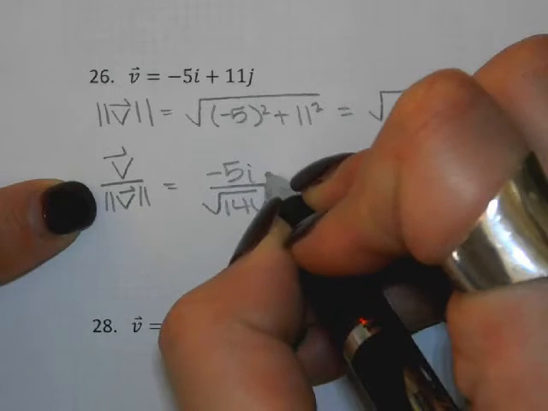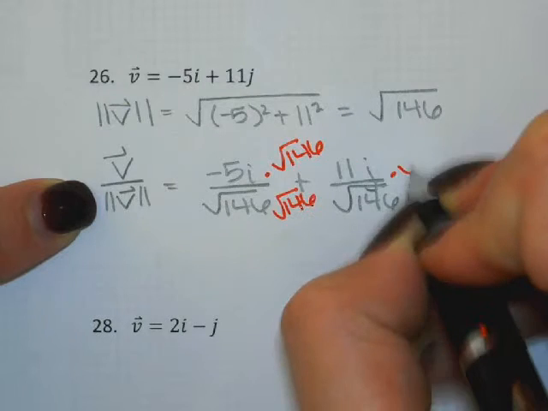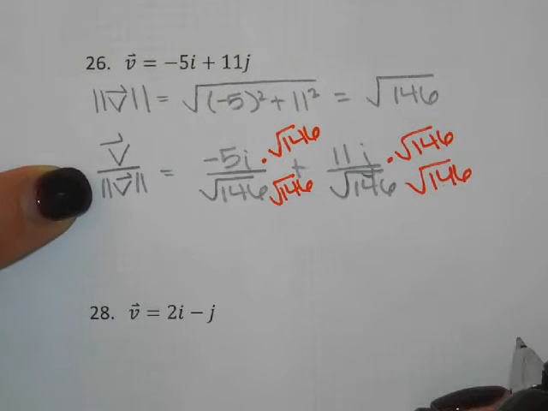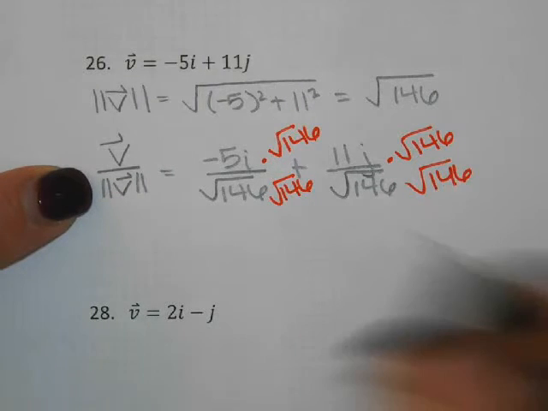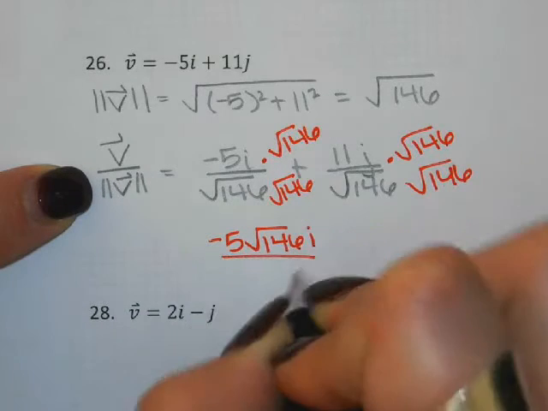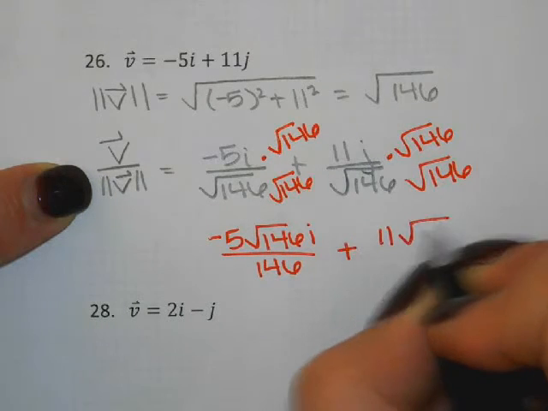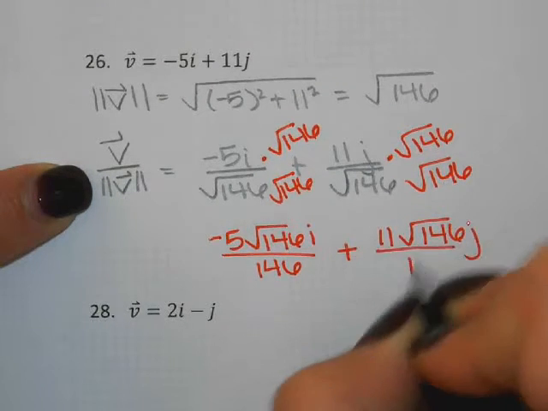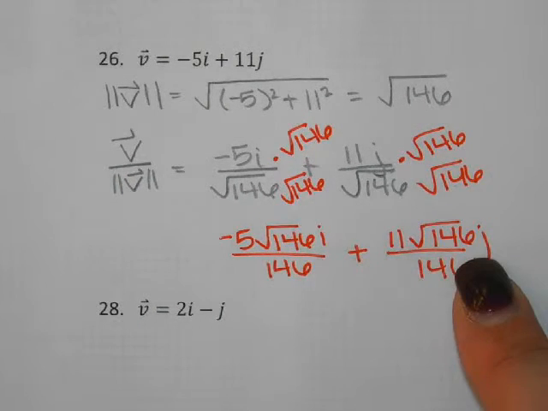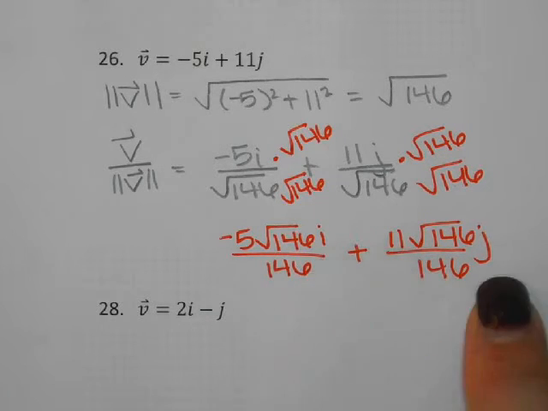So if we wanted to do that, we would multiply the top by square root of 146 and multiply the bottom by the square root of 146. And so that would give us negative 5 square root 146i over 146 plus 11 square root 146j over 146. And so both of these answers are good. This one is just the one that might show up on a multiple choice problem. So we want to make sure we can work with that.